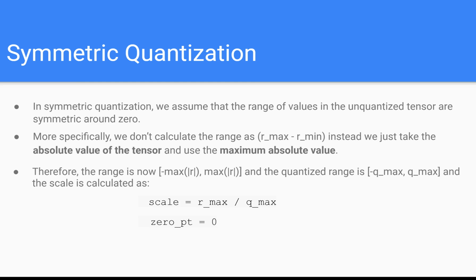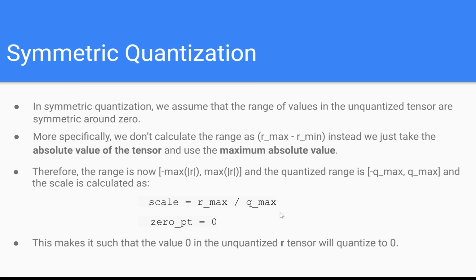And so the scale, I'm about to show you why the scale is now calculated this way, but this simplifies the scale equation down to R max divided by Q max. And since we are assuming that the unquantized range and the quantized range are both symmetric around 0, we can set the zero point equal to 0. Why is that the case? Well, this makes sure that the value 0 in the unquantized tensor will quantize to 0 in the quantized range. So they will match. So we set the zero point to 0.